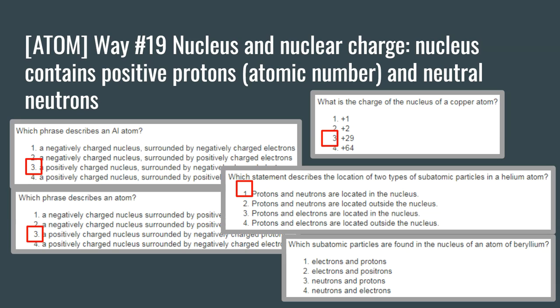This is very much like question number 1 and 2. It's just phrased differently. So think about what the correct answer is. Okay, because this question is asking you about the nucleus, it houses the protons and neutrons, so the correct answer has to be answer choice 3. Remember, electrons live outside the nucleus, and neutrons and protons are located inside the nucleus.